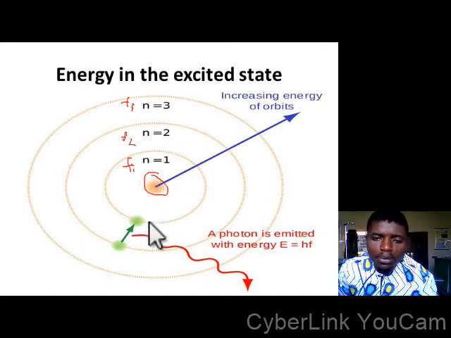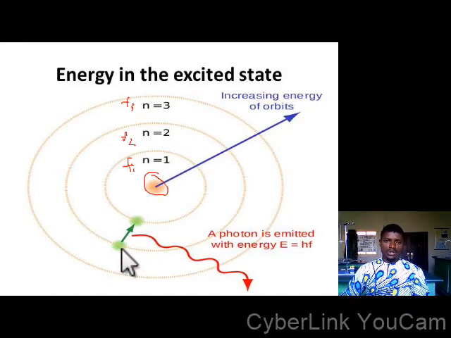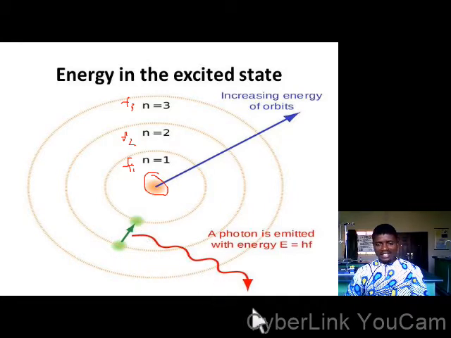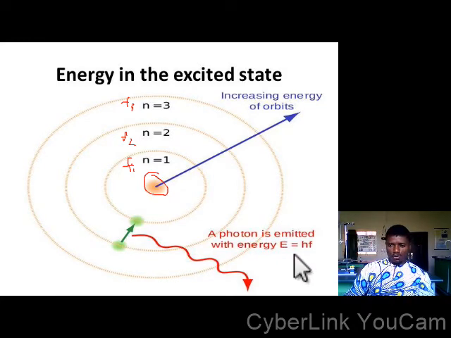So now this electron, this is the quantum jump here. It is jumping from higher to lower, and hence it is emitting light. This is just a single photon of light, hf. If you have two photons, you have 2hf, three, you have 3hf, and so on and so forth.